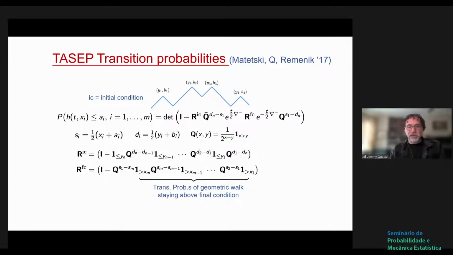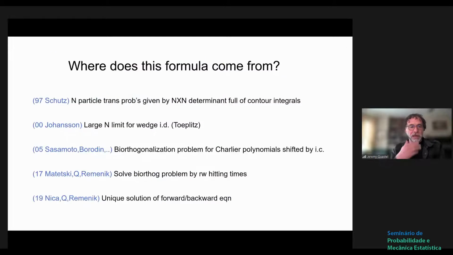Now, where does this crazy formula come from? So this is, of course, not a very obvious formula. It comes from about 20 years earlier, a formula of Günter Schütz, who was able to write down the n particle to n particle transition probabilities for TASEP as an n by n determinant full of contour integrals. It's a formula somewhat reminiscent of the Karlin-McGregor formula.